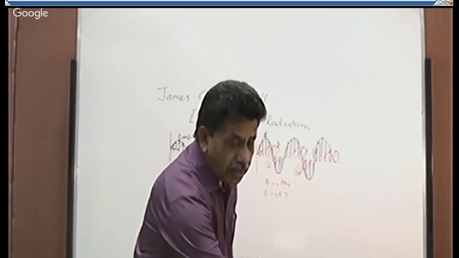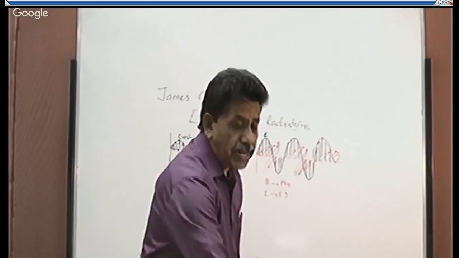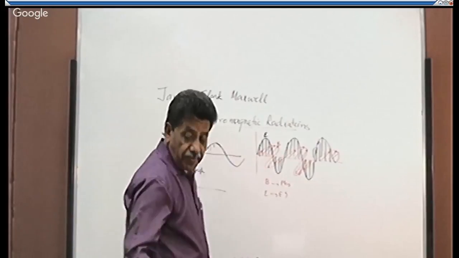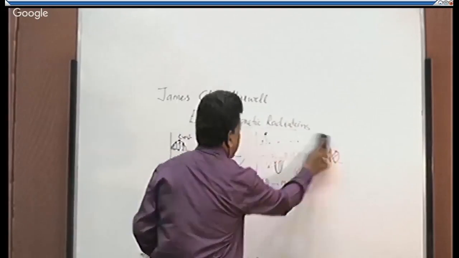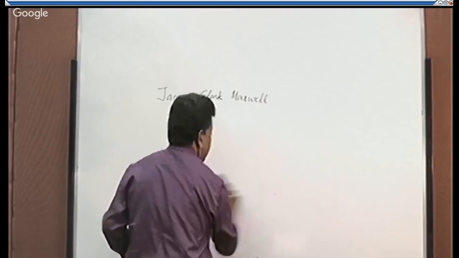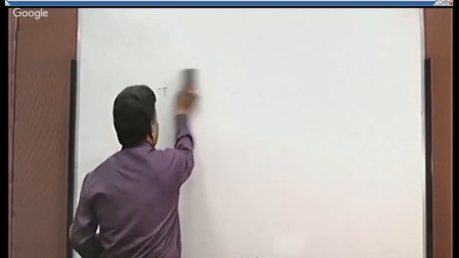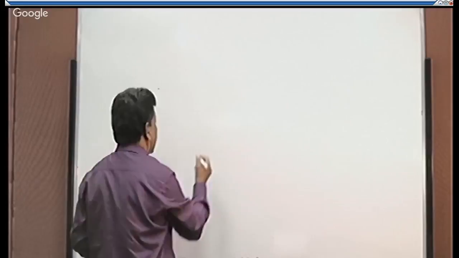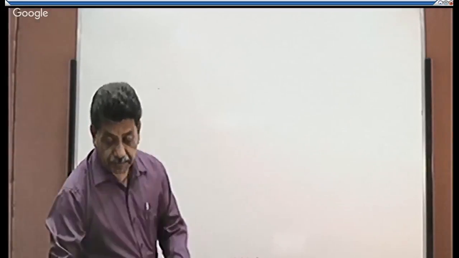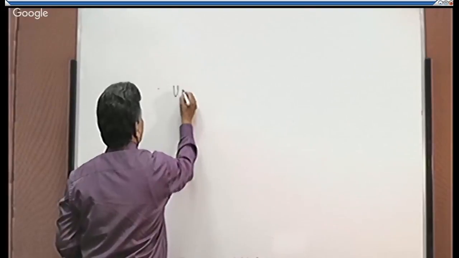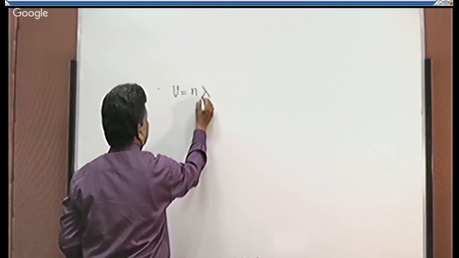Now, what are the properties? And before going to this, let me tell you in what way the waves are differentiated one from the other. So in the topic called wave, we have V is equal to n lambda.